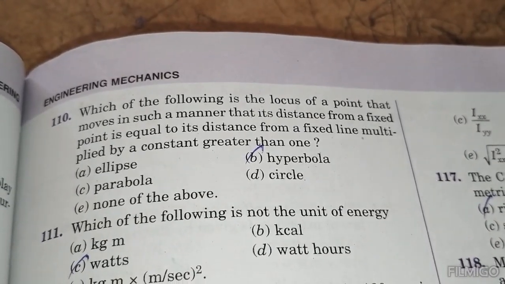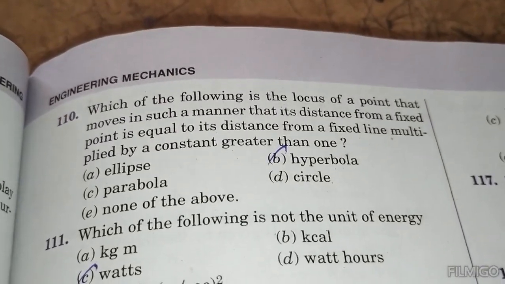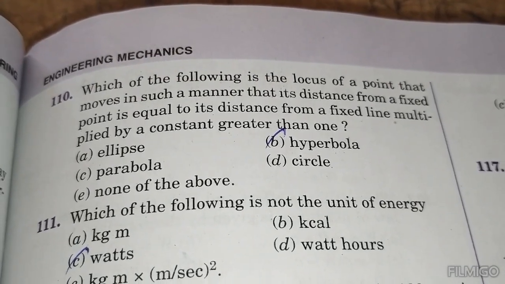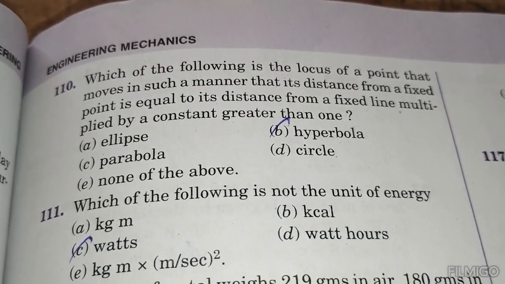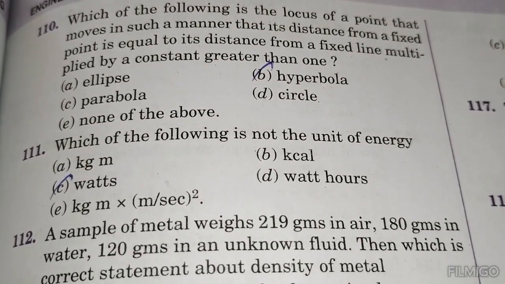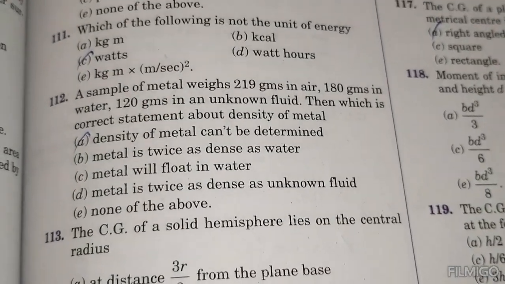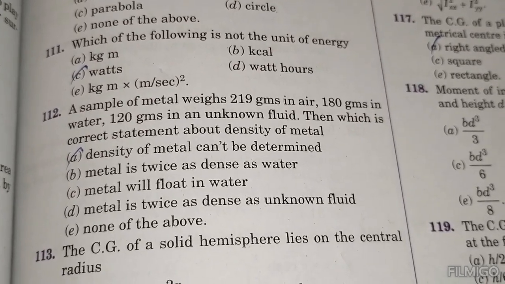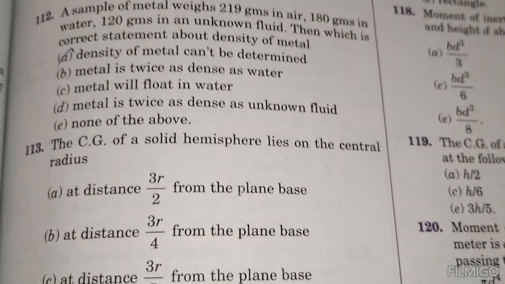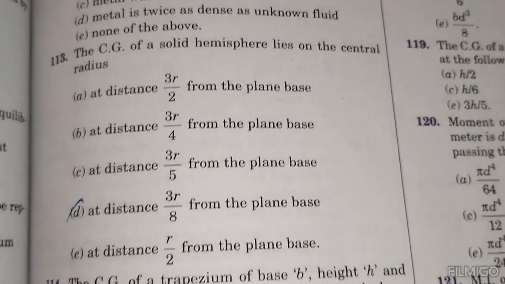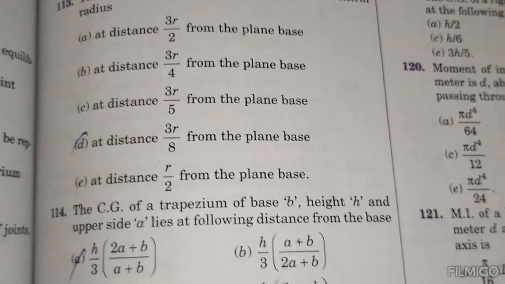Which of the following locus of a point that moves in such a manner that the distance from the fixed point is equal to the distance from the fixed line multiplied by a constant greater than 1 is the hyperbola. Which of the following is not the unit of energy, watts? Density of metal can't be determined. The center of gravity of a hollow hemisphere lies on the central radius at a distance 3r by 8 from the plane base.